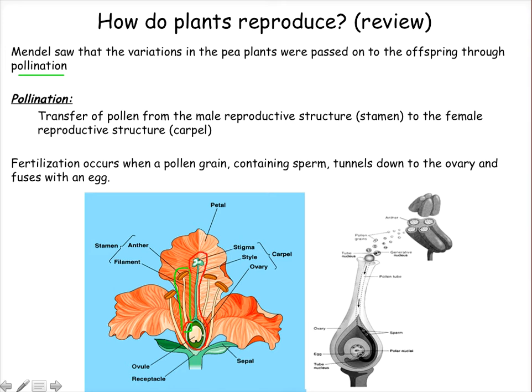And so in order for fertilization to occur and for offspring to be made, we had to have a way to get the pollen, which is produced here. Let me maybe change colors so you can see that a little better. The pollen that is produced here on the end of the stamen needs to be somehow transferred to the carpel.